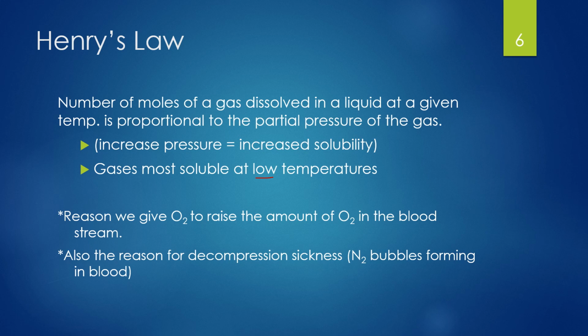gas. Applying it to some other real-life examples, it's the reason why we give O2 to raise the amount of oxygen in the bloodstream. So if someone's low on oxygen, you give them a stream of O2 to breathe in, 100% oxygen from an oxygen tank. And what you're doing by allowing them to breathe in 100% oxygen is you're increasing the pressure of oxygen in their lungs, in their body. And that increased pressure is going to make oxygen more soluble in their bloodstream, increasing the oxygen in their blood.